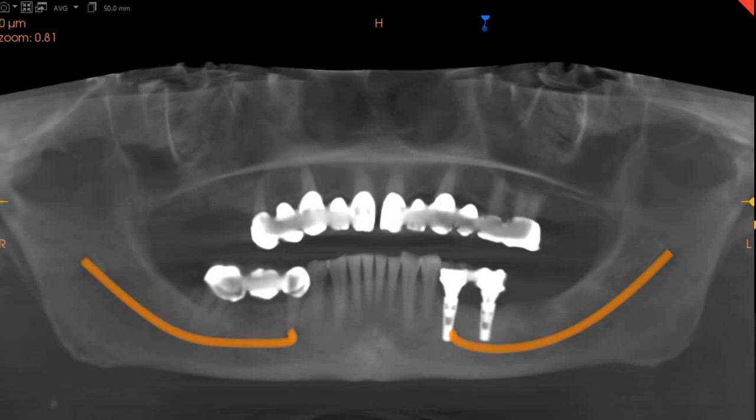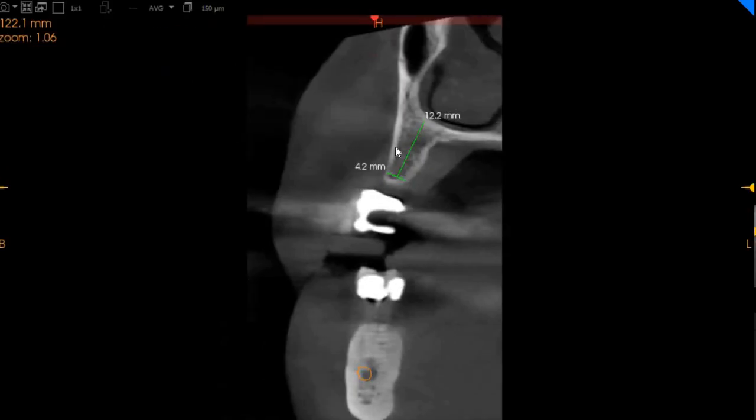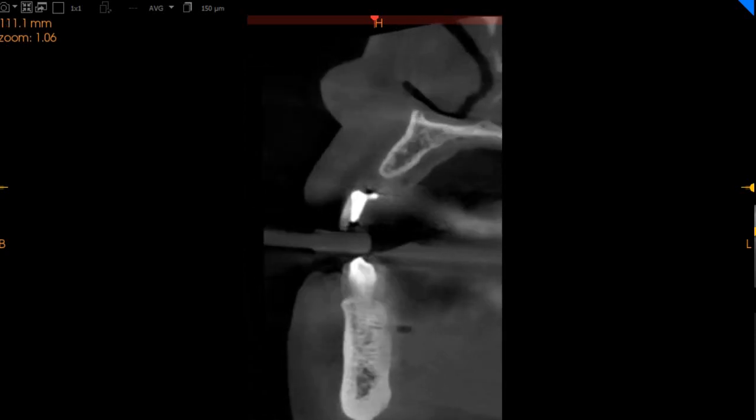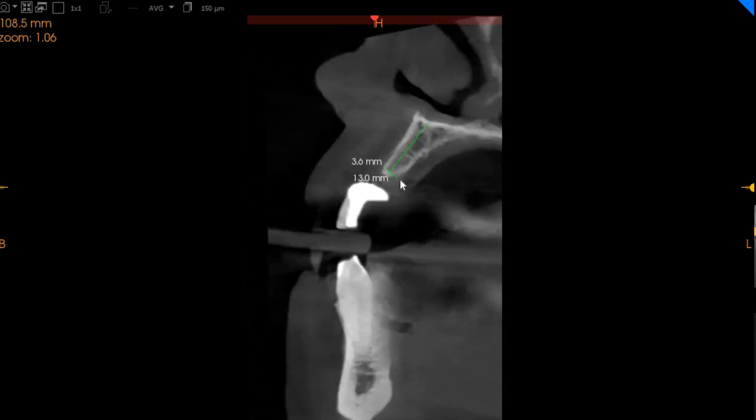So starting with the upper left first premolar region, we've got 4.2 millimeters of ridge width with 12 millimeters of height. The bone quality here is D2. Moving to the lateral incisor, we've got approximately 3.6 millimeters of width with 13 millimeters of height. So we've got a thin ridge here. Bone augmentation is advised in this region.